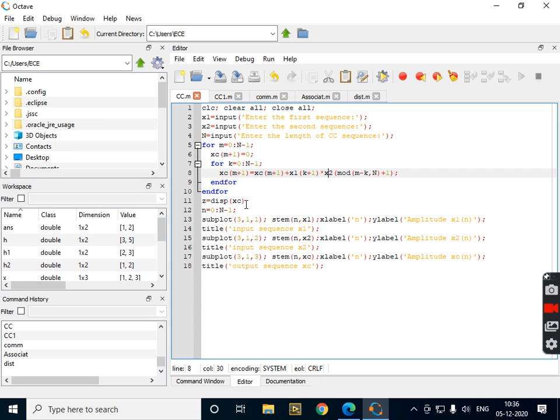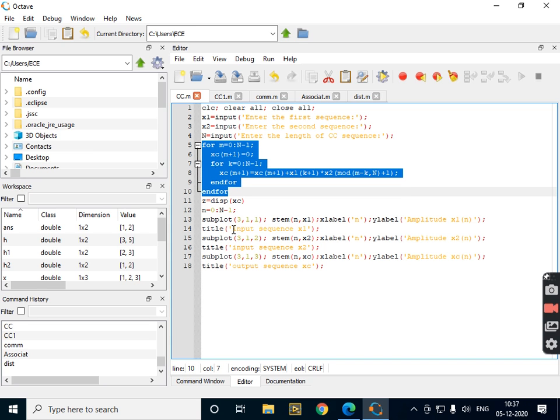Z equals to disp of xc will display the content that is stored in xc. For plotting, we'll define one more index, n equals to 0 to n minus 1. We'll divide the graph field into 3 rows. In the first row, we'll be plotting the first sequence, x1. In the second row, we'll be plotting the second sequence, x2. And in the third row, we'll be plotting the circular convolution output with their respective x labels and y labels. Now how exactly this part of the code works, we'll work it out manually, then you can understand it better.